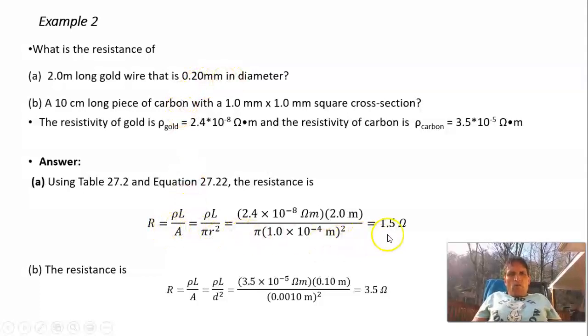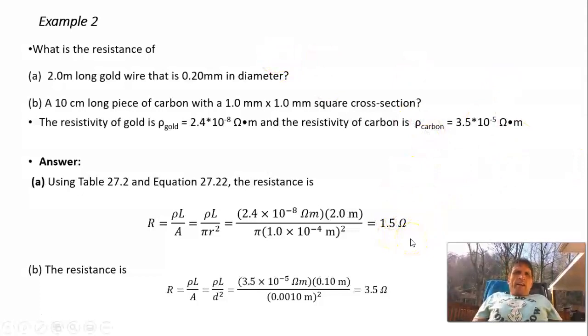If you know the resistivity and you know the length, and diameter gives you area, we can plug all those in, and we get that a gold wire that's 0.2 millimeter diameter and 2 meters long has a resistance of about 1.5 ohms.